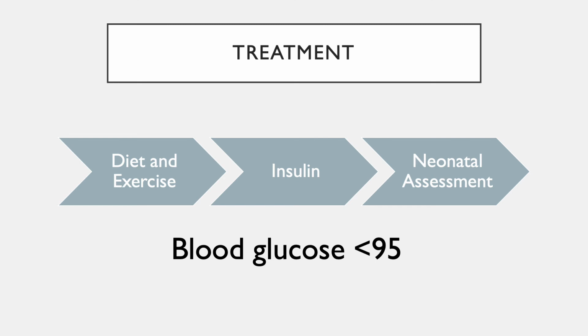So insulin is the treatment of choice because it doesn't cross the placenta, but glyburide, which is a sulfonylurea, and metformin have also been studied and deemed safe if insulin is for some reason contraindicated for the patient.